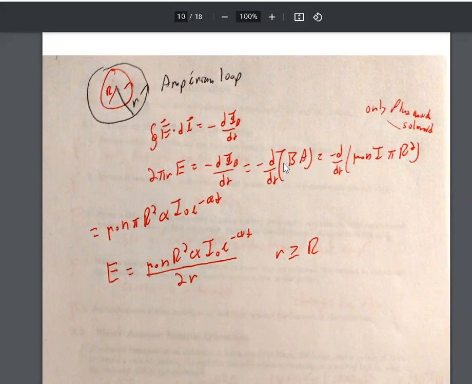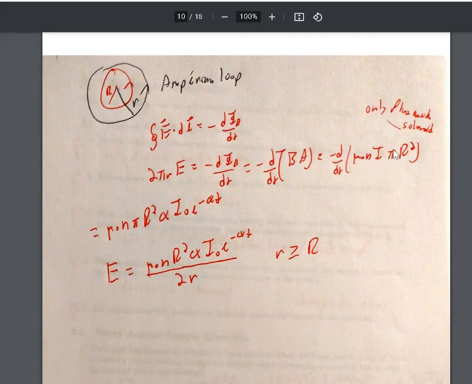Our flux is still B times A, but this time the area is only the area of the solenoid. There's no magnetic field in between the solenoid and the loop. The magnetic field of a solenoid is only inside the solenoid, so we only have to worry about that area. So that's the area that we put here.